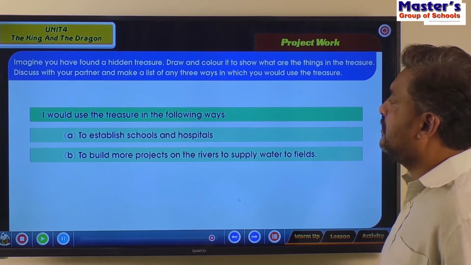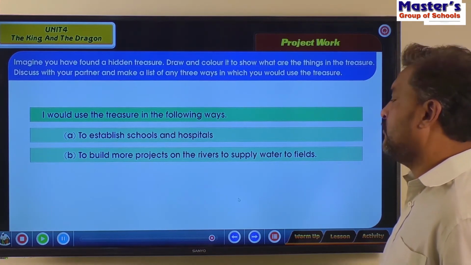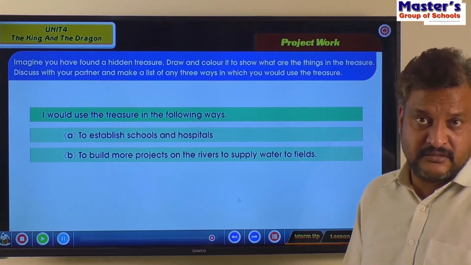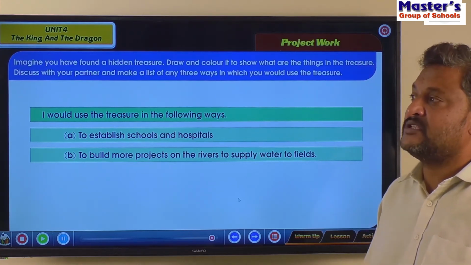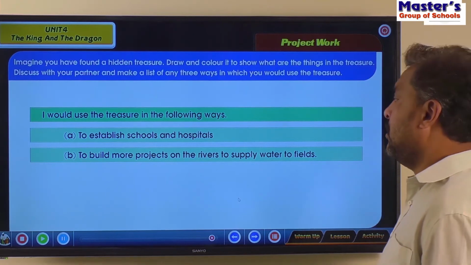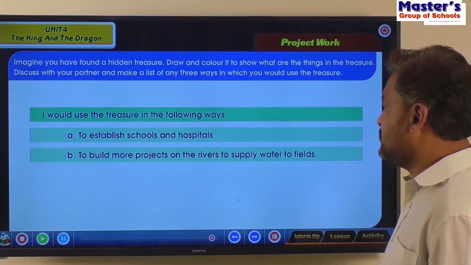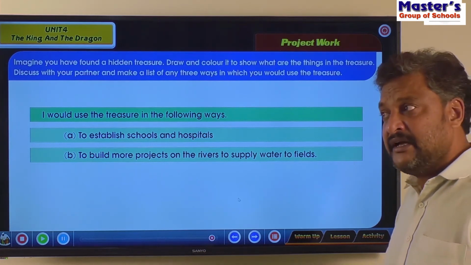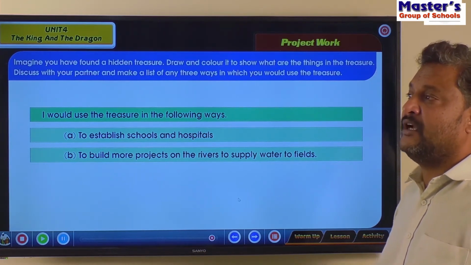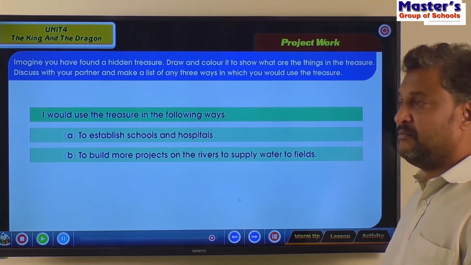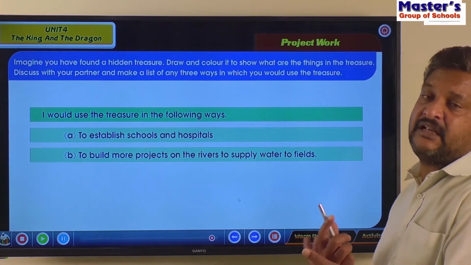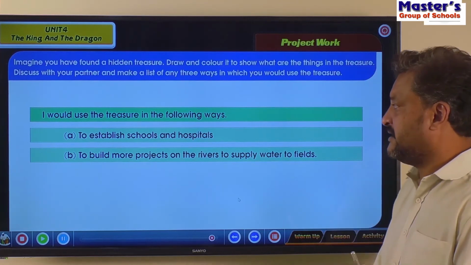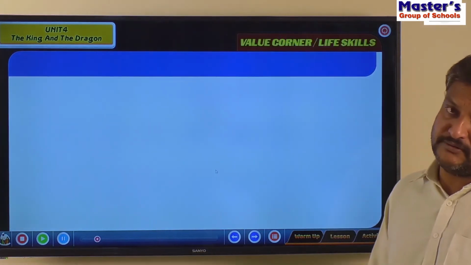So first one, I would use the treasure in the following ways. What are they? To establish schools and hospitals, to construct a new school and a hospital in your locality, or to build more projects on the rivers to supply water to the fields. More irrigation projects will be established so that we can have water to the maximum regions in the fields and we can have good cultivation. Right? Okay.